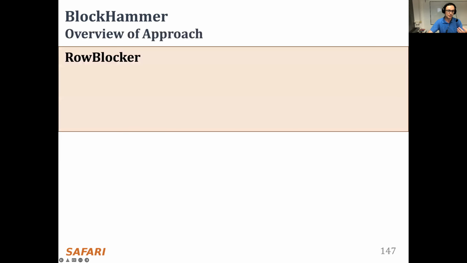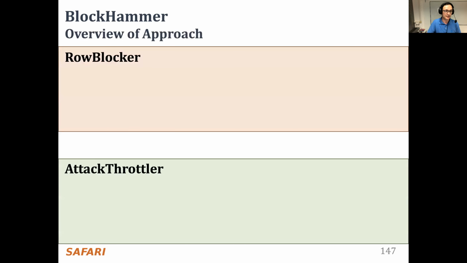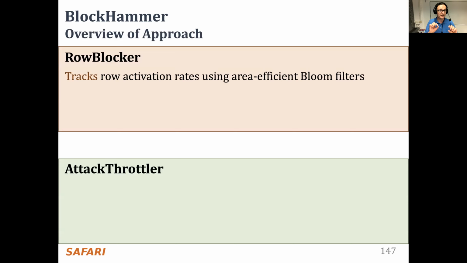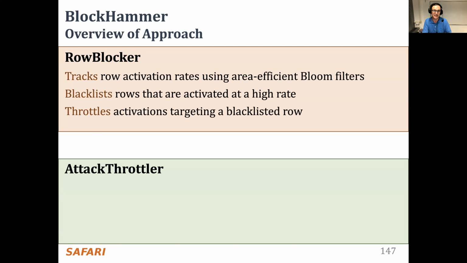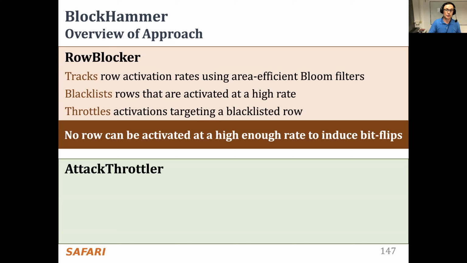There are two components to our mechanism. One is RowBlocker. The other is AttackThrottler. RowBlocker tracks row activation rates using area-efficient Bloom filters. This is actually very nice. You can use Bloom filter hardware to track row activation rates, and the Bloom filter hardware says, oh, you're activating this row too much. So the memory controller blacklists it, basically saying that I'm not going to activate this row. I'm going to deny access to this row for some time. That's the throttling of the activations. And if you do it at the right time, you can securely prevent RowHammer. No row can be activated at a high enough rate to induce bit flips.